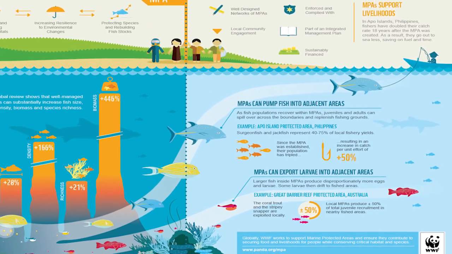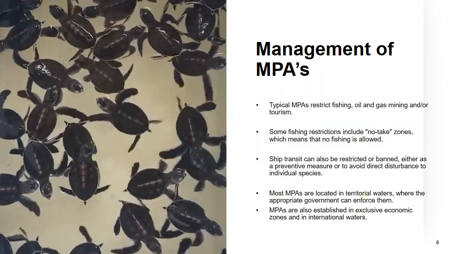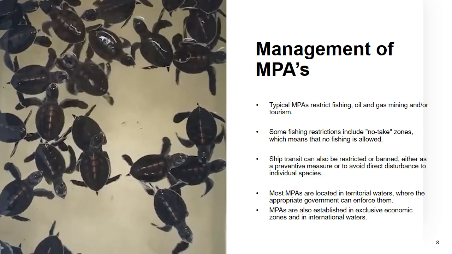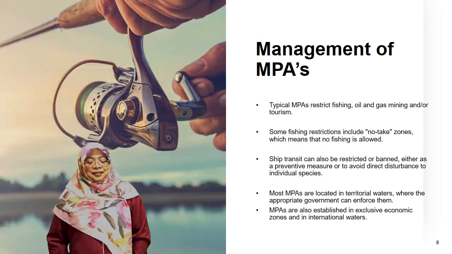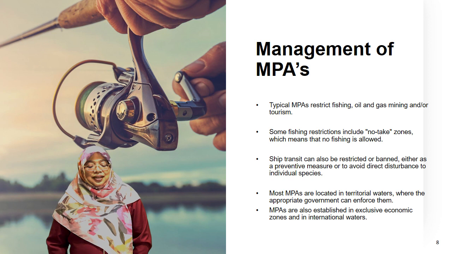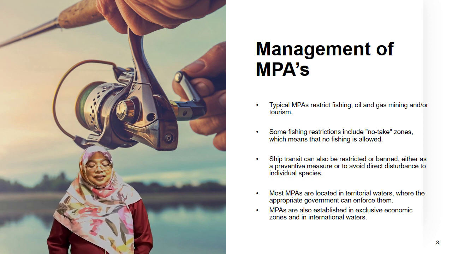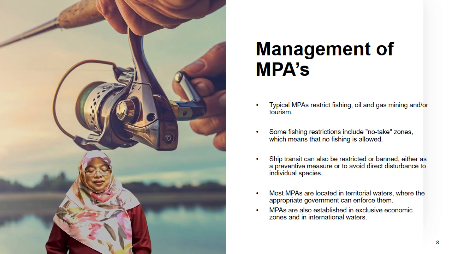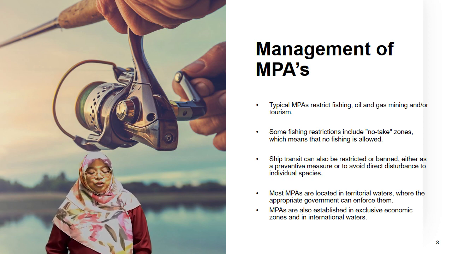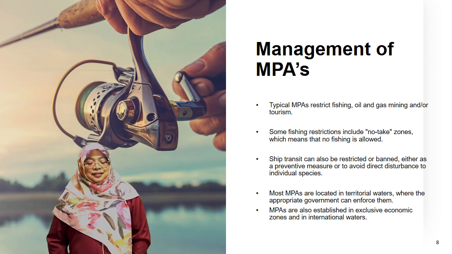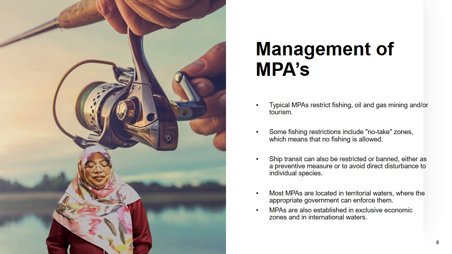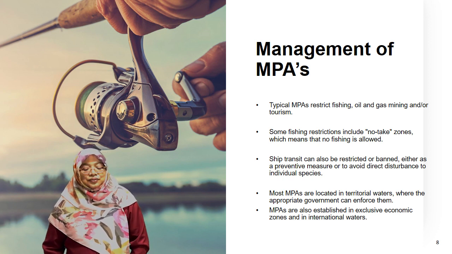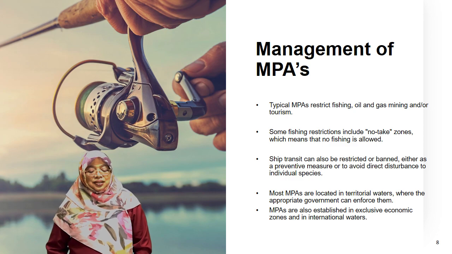Management of MPAs. Typical MPAs restrict fishing, oil and gas, and/or tourism. Some fishing restrictions include no-take zone, which means that no fishing is allowed. Ship transit can also be restricted or banned, either as a preventive measure or to avoid direct disturbance to individual species. Most MPAs are located in territorial waters, where the appropriate government can enforce them. MPAs are also established in exclusive economic zone and in international waters.